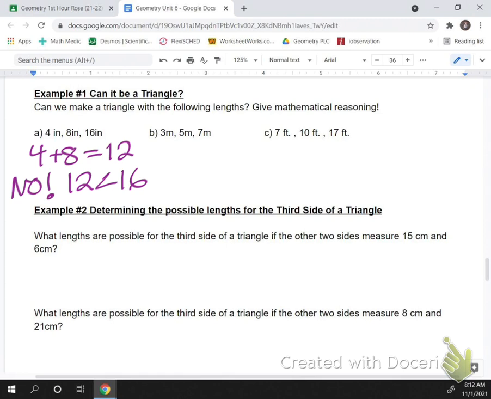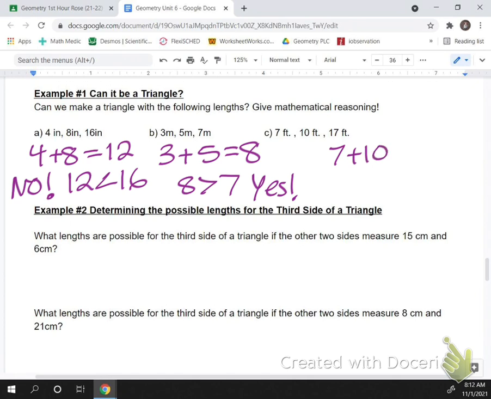Add the 2 smaller pieces together. 3 plus 5 is 8. Hey, 8 is greater than my third length, so yes, this will make a triangle. All right? Again, you're always adding the 2 smaller pieces to see if it's greater than the third one. Here, we get that they're equal. Will this make a triangle? No, it will not. It will not make a triangle.